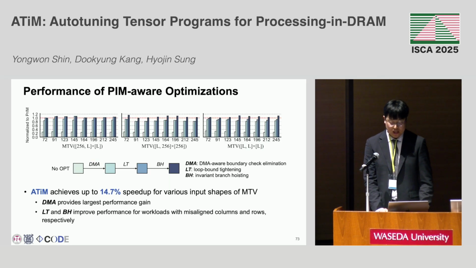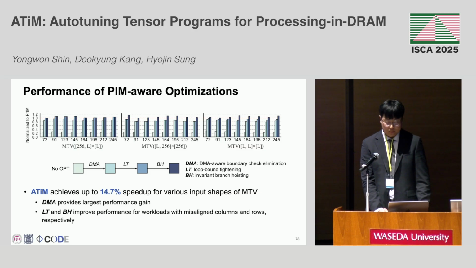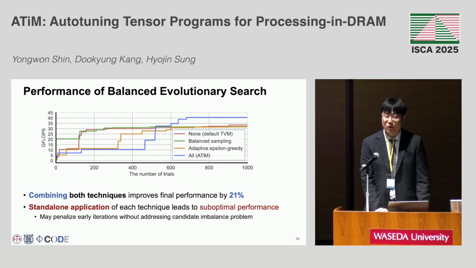ATiM's PIM-aware optimizations deliver up to 14.7% speedup on various MTV input shapes. DMA-aware boundary check elimination gives the largest gain. And loop-bound tightening and invariant branch hoisting are also effective, especially for misaligned inputs. Our balanced evolutionary search improves the auto-tuning process by 21%. Combining balanced sampling with adaptive epsilon greedy is critical to avoid suboptimal performance.